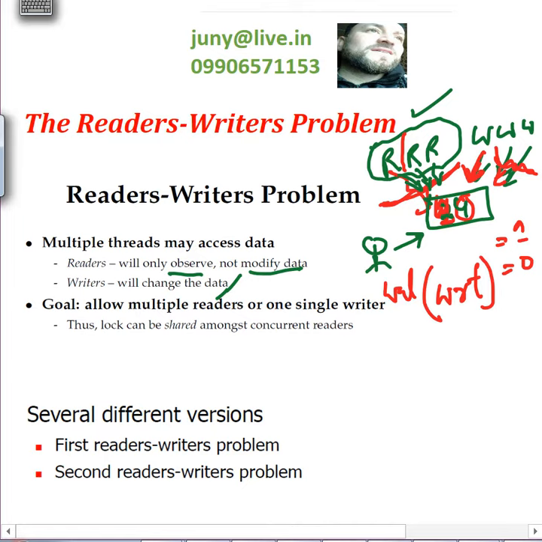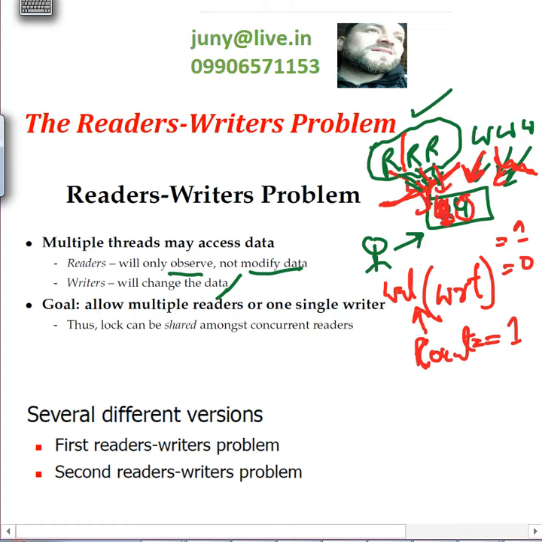When this reader comes in, it does the wait on wrt, but the next reader that comes doesn't need to. So for that we have a count variable, read count, which is initially 0. When the first reader comes in, we make it 1. So if read count is equal to 1, you do wait on wrt, because the next reader should not do wait on wrt; the writers are already blocked, and the readers can access the shared variable together.